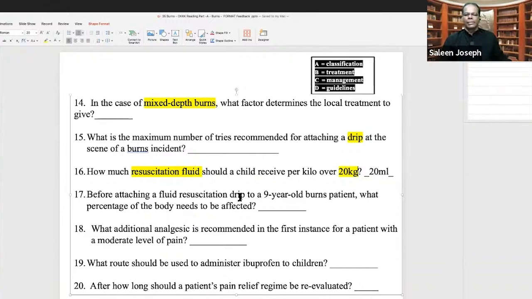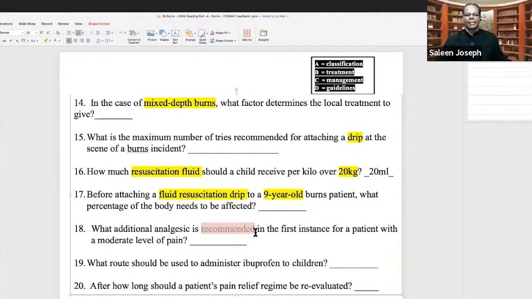Before attaching a fluid resuscitation drip to a 9-year-old, you have to go immediately to Pediatric children, fluid resuscitation drip. B, right? Yeah. Then what additional analgesic is recommended? Where does it happen? Recommendation. Guidelines.